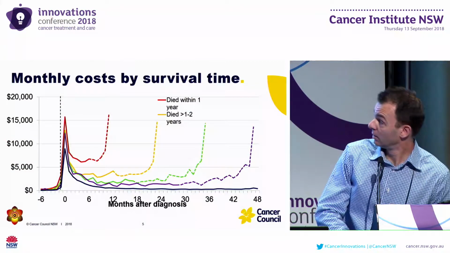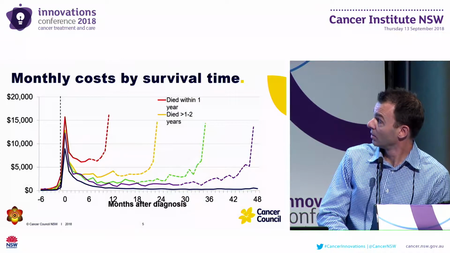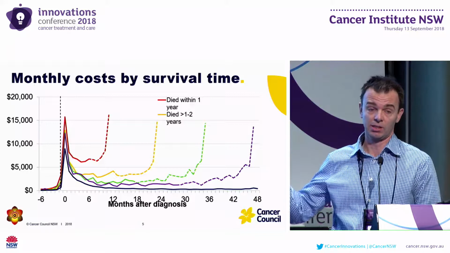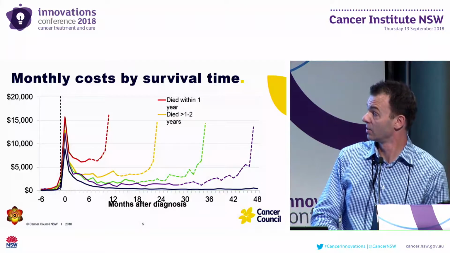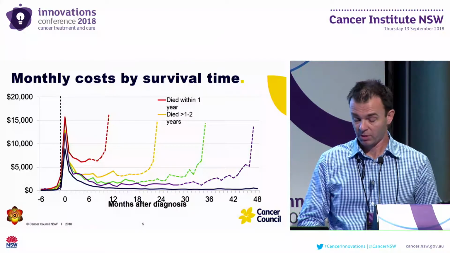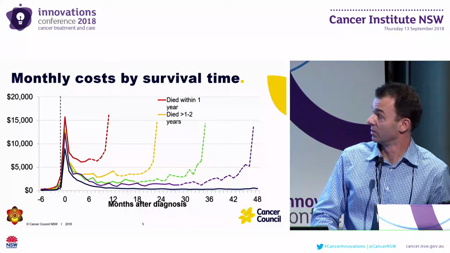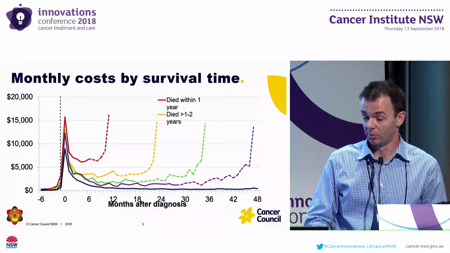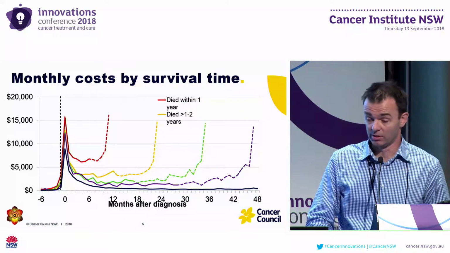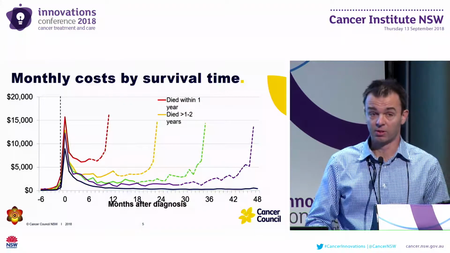We also looked at the monthly costs by survival time. So this is looking at the costs in each individual month relative to the date of diagnosis, and it's been broken up by the survival time for the different cases. The red line there represents the cases who died within 1 year of diagnosis. The yellow line is people who died after 1 to 2 years. The green line is 2 to 3 years. The purple line is people who died after 3 to 4 years, and the blue line at the bottom is people who survived for longer than 4 years.